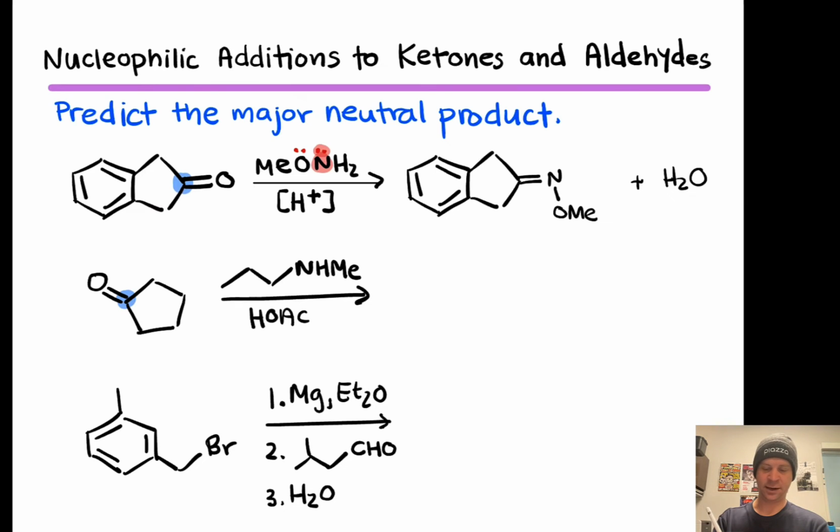we have an amine with nucleophilic nitrogen, but now the nitrogen, notice, is secondary. This is a secondary amine with two R groups, methyl and propyl, and one H connected to the nitrogen. So the outcome here is going to be a little bit different. Again, we have an acid, acetic acid in this case, that's going to serve as a catalyst for nucleophilic addition and all the steps that follow.